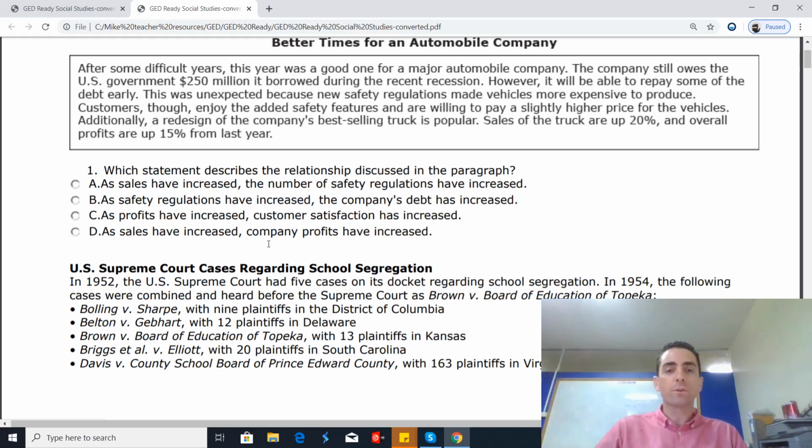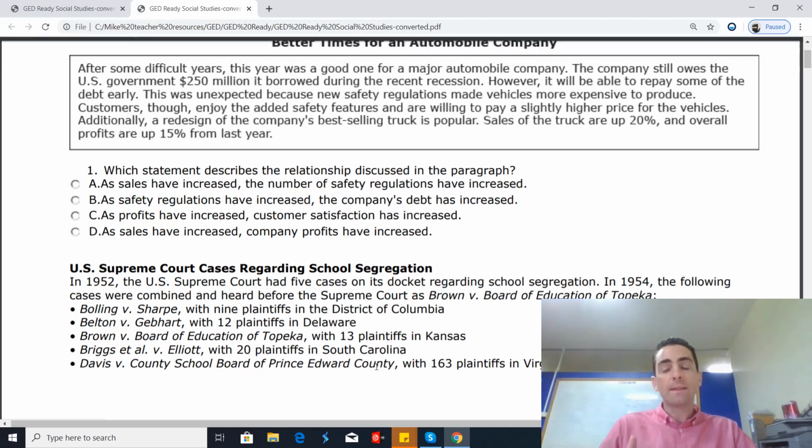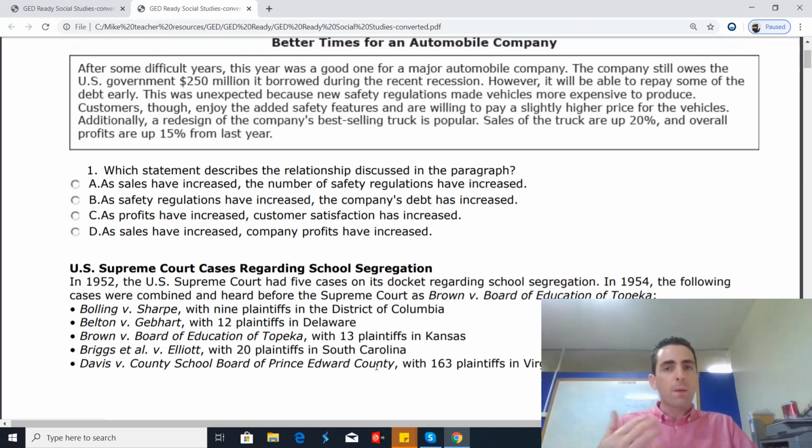Okay. As sales have increased, company profits have increased. And we can see that here. Sales of the truck are up 20% and overall profits are up 15% from last year. We get the answer in that last sentence. So you can see you do have to read the paragraph quite closely and then use a process of elimination to get closer, because some of the answers seem quite plausible at the time, especially in exam conditions.